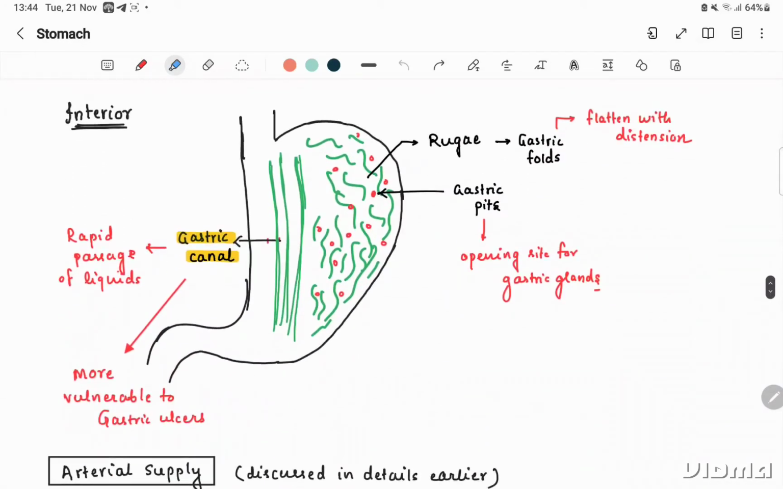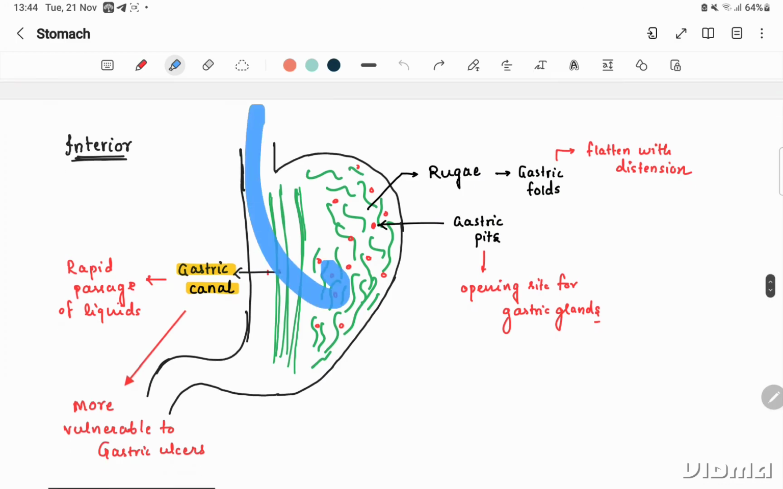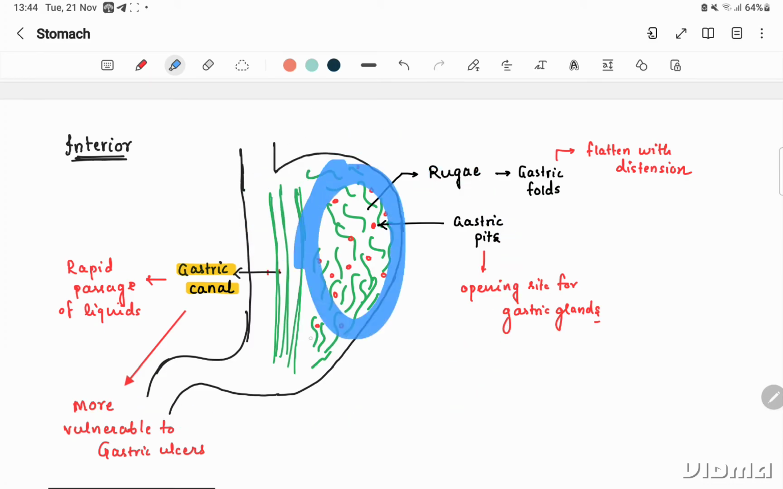After the stomach bed, let's talk about the interior of the stomach a bit. So here is the stomach. We have the gastric canal, where rugae are present, which are called gastric folds. When food is not present, the rugae appear, but when the stomach is distended, the rugae disappear. These are your gastric folds, mucosal folds.